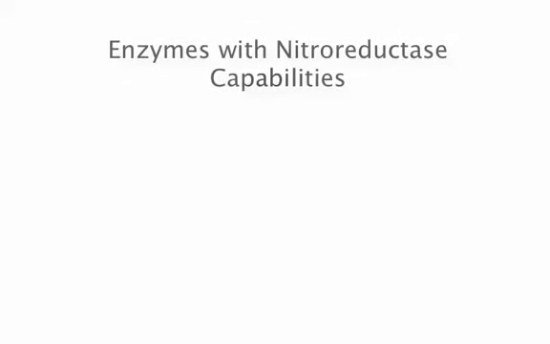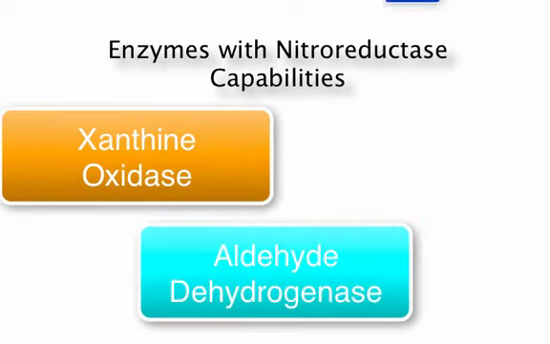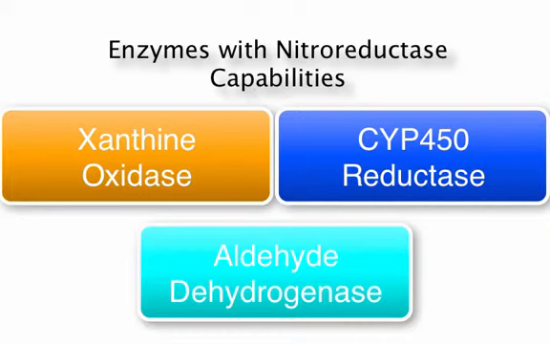Numerous enzymes have nitroreductase capabilities that are also able to reduce the nitro groups in DNB. These enzymes include xanthine oxidase, aldehyde dehydrogenase, and cytochrome P450. Since nitro groups can only be metabolized in anaerobic environments, we can gain insight as to where DNB will likely be metabolized.